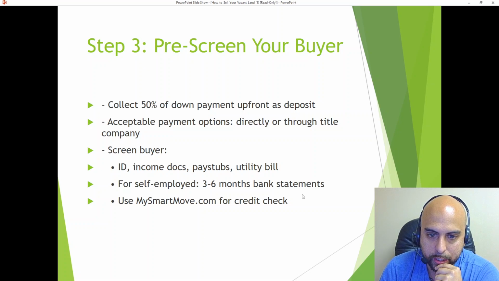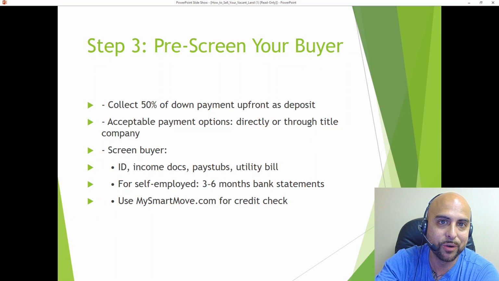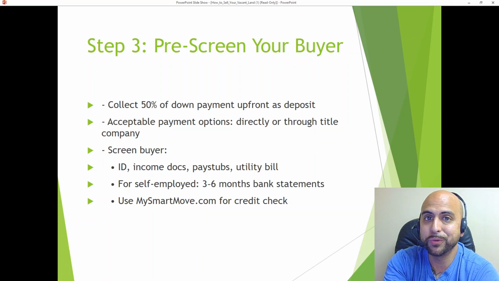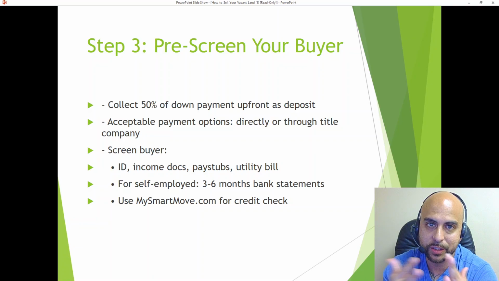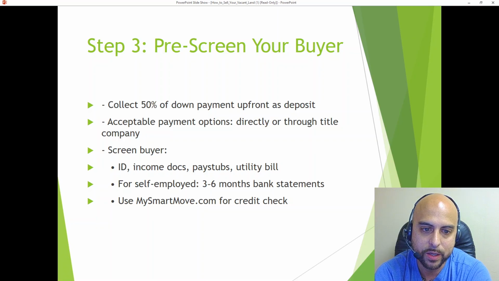What it does is it gives you a TransUnion report from your buyer, and it gives you their credit score. It gives you all their credit history: what they owe, do they have judgments? It even goes to the extent that you can pull up an eviction record. Also felonies and criminal charges will show up on there as well if you pay for that with MySmartMove. So it's very informative. It gives you a great idea of who your buyer is.